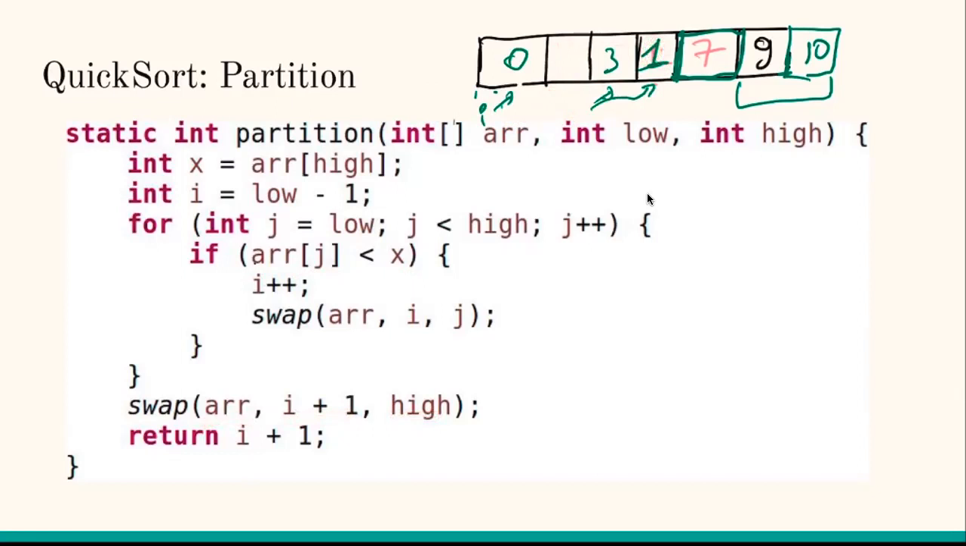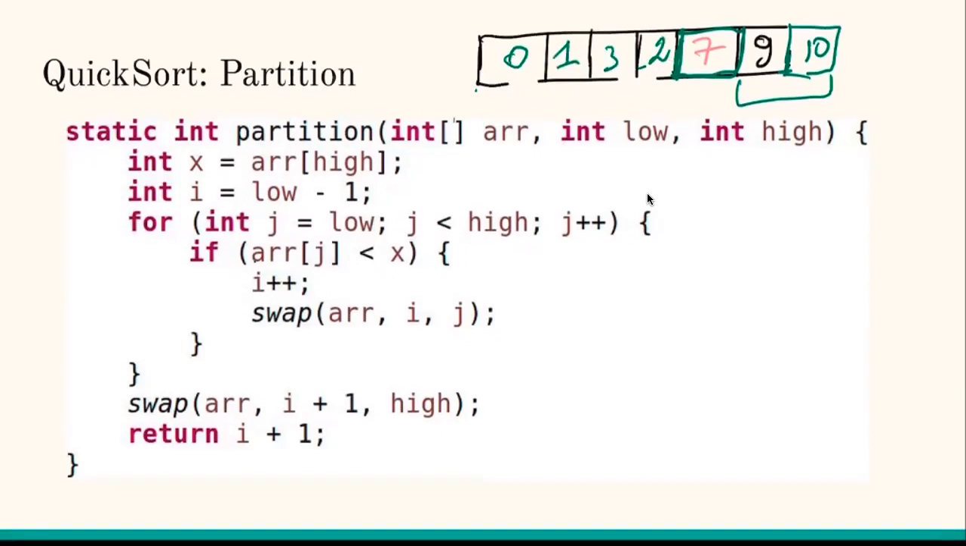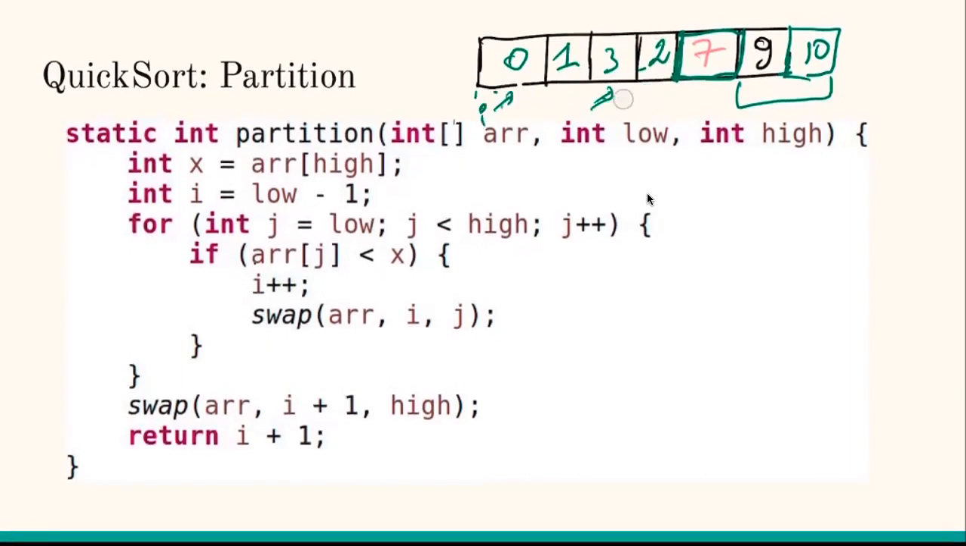So at the end, we swap here and we have here 1, and here we have 2. And it returns the position of the pivot. Remember what is the position of the pivot? Is I plus 1. So it will return this one, this as the position of the pivot.